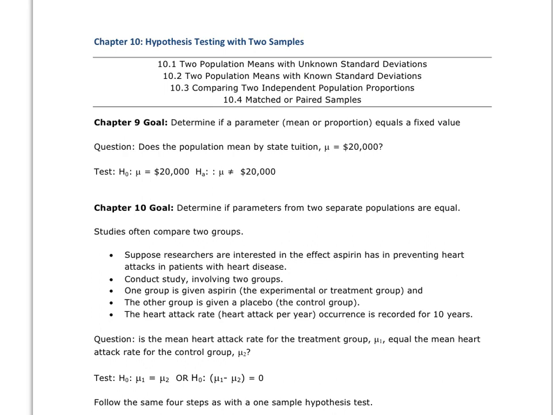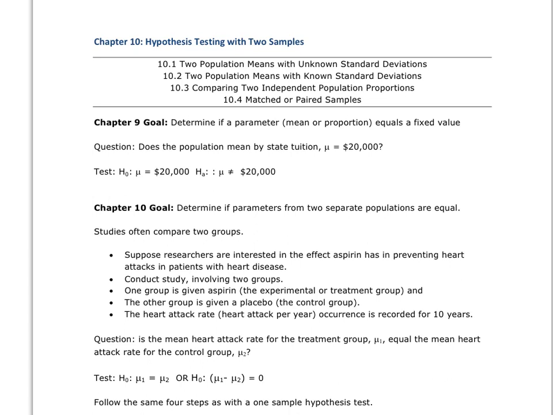Suppose researchers are interested in looking at the effect that aspirin has in preventing heart attacks in patients with heart disease. So we might conduct a study and break our study subjects up into two groups. One of those groups would be given aspirin. We'd call that the experimental or treatment group. And then the other group is not given aspirin, but maybe given some other placebo, something that they don't know what the effect of it is. We call that the control group. And the heart attack rate for these two groups is recorded and tracked for 10 years.